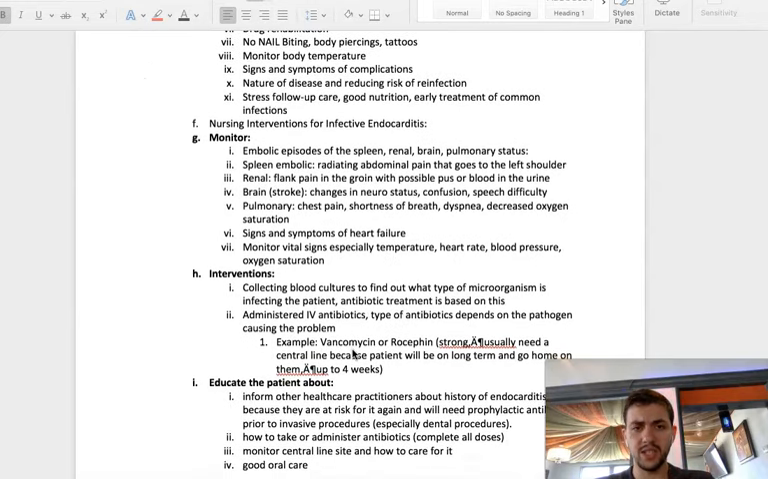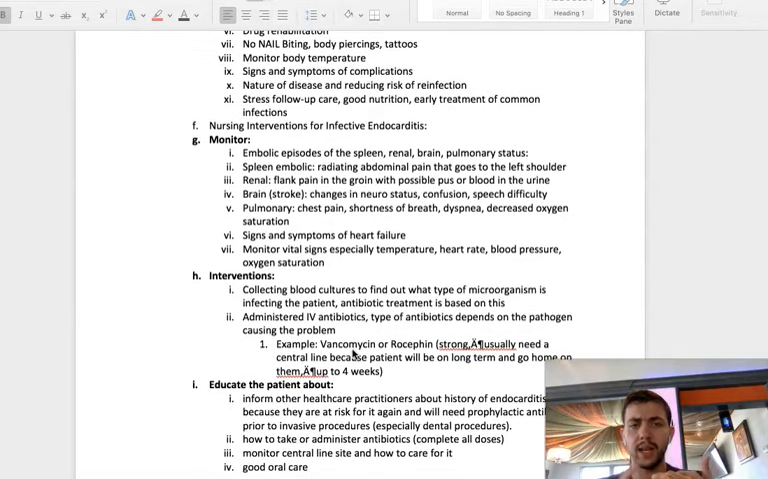Some nursing interventions: you want to monitor for any embolic episodes, for example spleen, renal, brain. For splenic emboli, you usually get abdominal pain radiating to the left shoulder, because of where the spleen is. Renal, you get flank pain and groin pain with possible pus or blood in the urine. A brain stroke means changes in neuro. Anything to do with stroke and brain comes down to neuro, for example confusion, speech difficulty, change in LOC. Pulmonary, you have chest pain, shortness of breath, and decreased oxygen saturation. And you might mimic some signs and symptoms of heart failure.